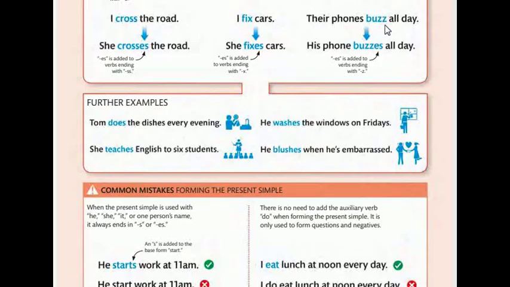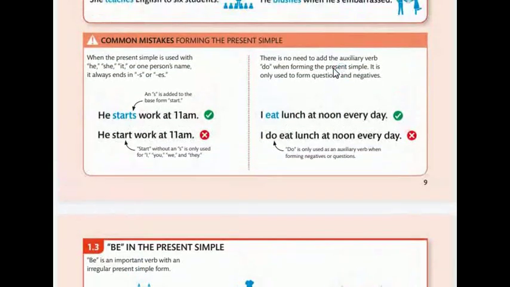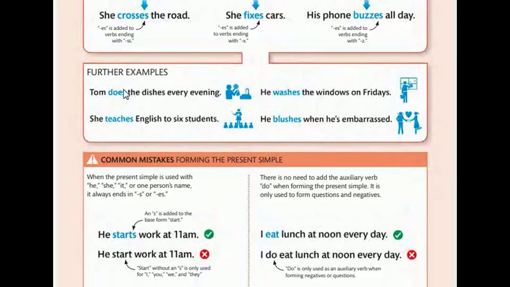Their phones buzz all day. His phone buzzes all day. Es is added to the verbs ending with z. Examples. Tom does the dishes every evening. She teaches English to six students. He washes the window on Fridays. He blushes when he is embarrassed.